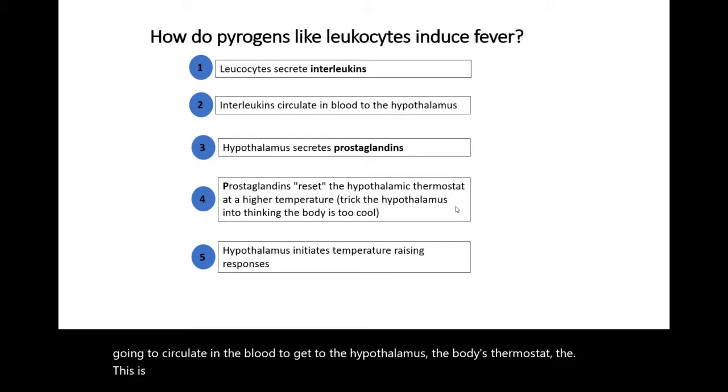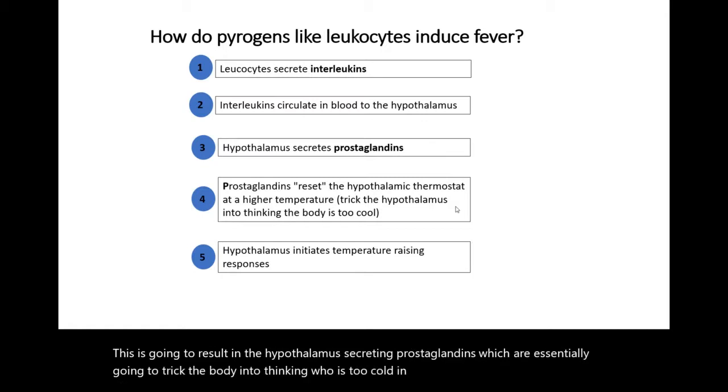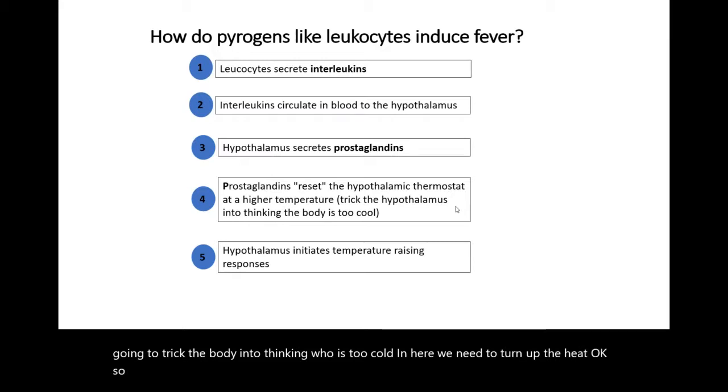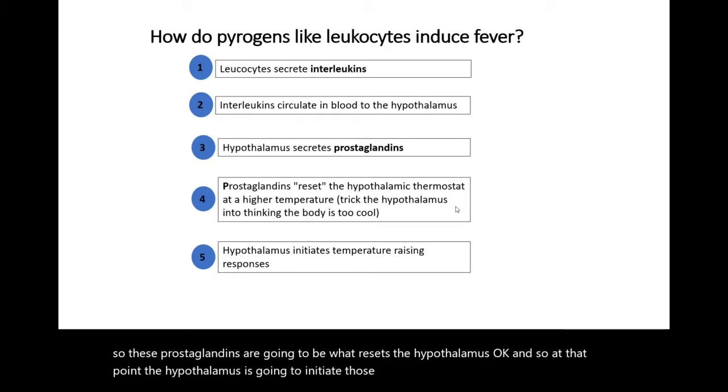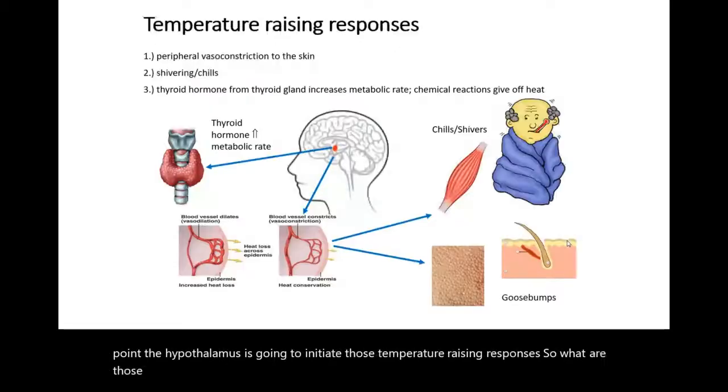This is going to result in the hypothalamus secreting prostaglandins, which are essentially going to trick the body into thinking, oh, it's too cold in here. We need to turn up the heat. Okay, so these prostaglandins are going to be what resets the hypothalamus. Okay, and so at that point, the hypothalamus is going to initiate those temperature raising responses. So what are those temperature raising responses?